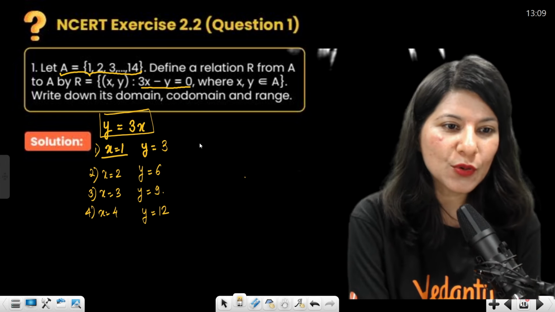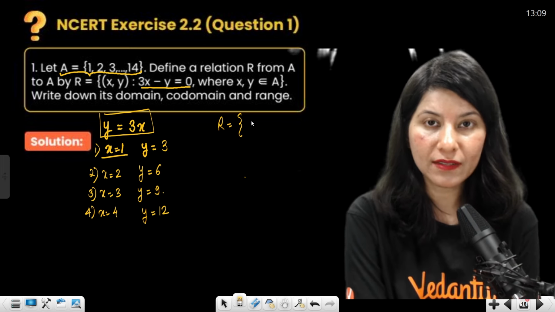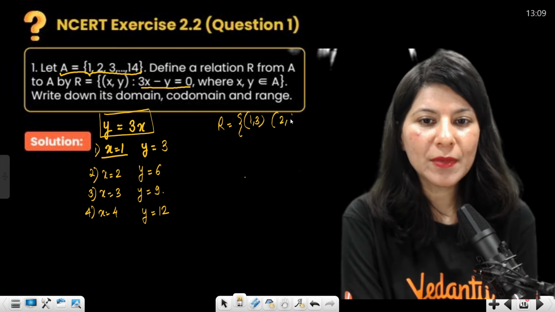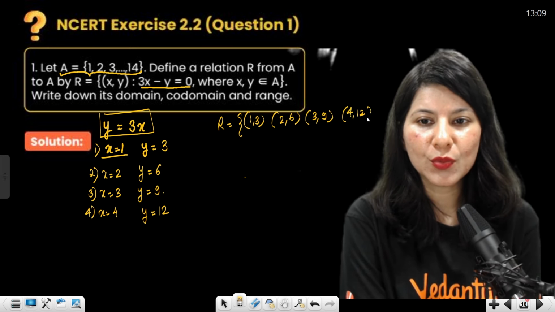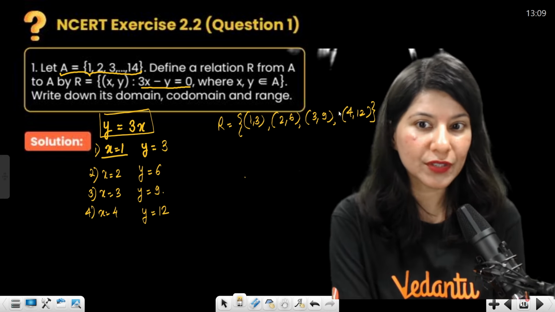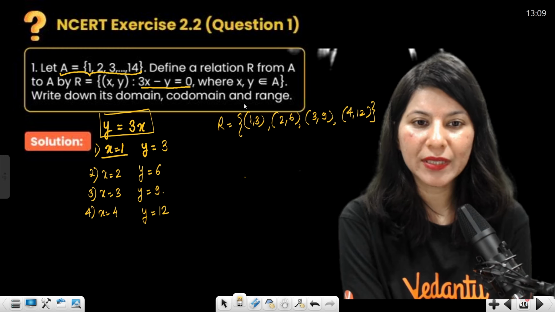Right. So now we can clearly form that relation in roster form, that is the ordered pair form: (1, 3), (2, 6), (3, 9), (4, 12). Okay, all right. This is your relation R, by the way. Write down its domain, codomain, and range.